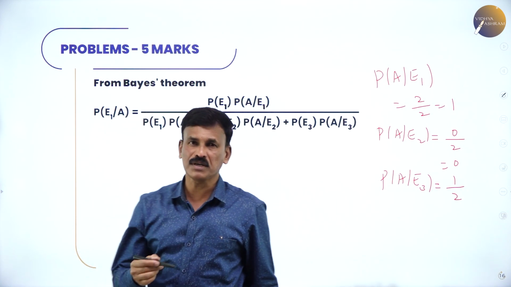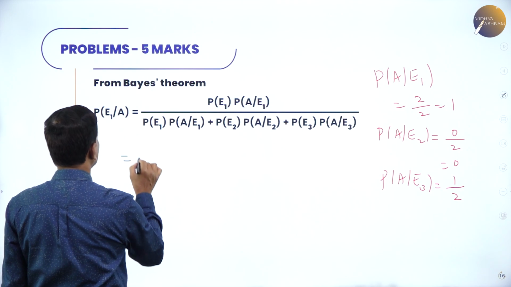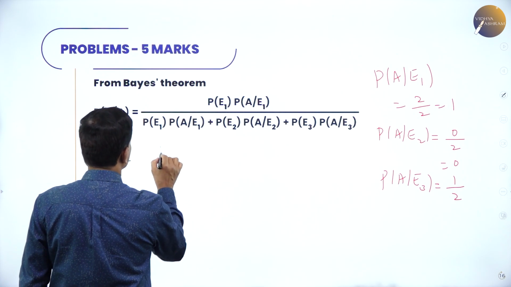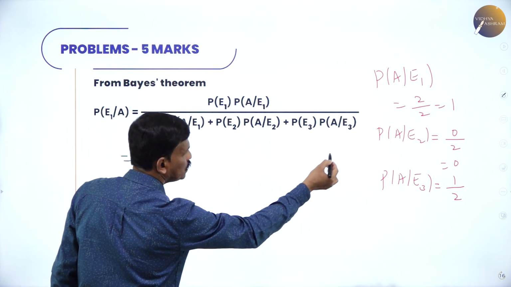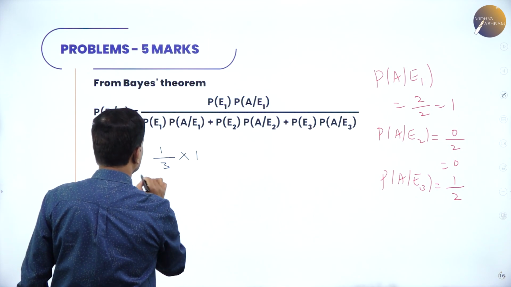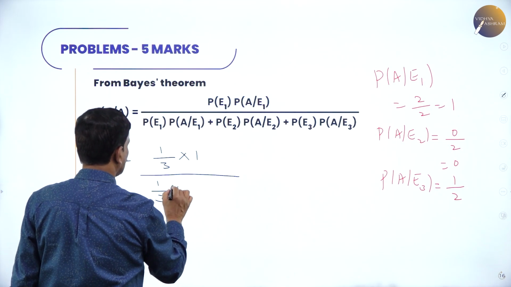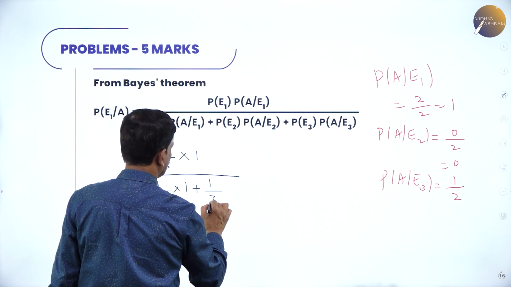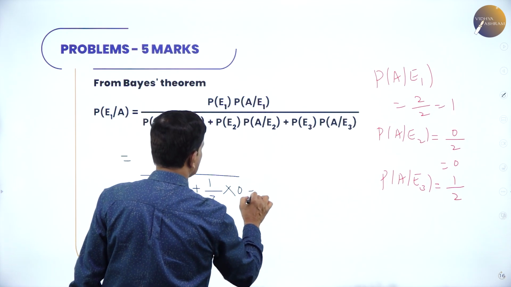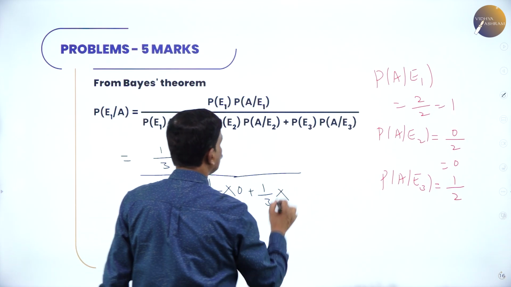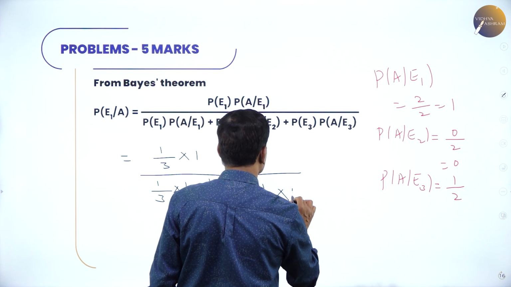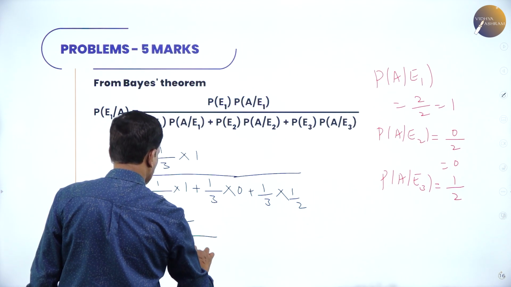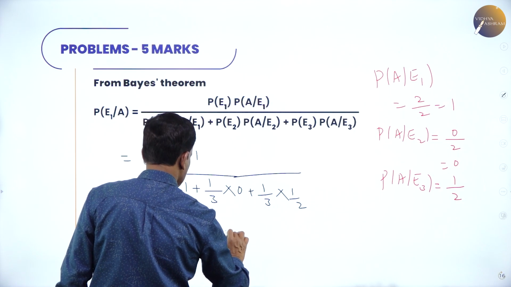Right. Now, let us simplify. Now, substitute all the values. Probability of E1 by A, the probability of getting a gold coin from bag 1. Probability of E1 is 1 by 3 into A by E1, which is 1. Probability of E2 is 1 by 3 into A by E2, which is 0. Probability of E3 is 1 by 3 into A by E3, which is 1 by 2. So, in the numerator, 1 by 3 into 1 is 1 by 3. The denominator is 1 by 3 plus 0 plus 1 by 6.